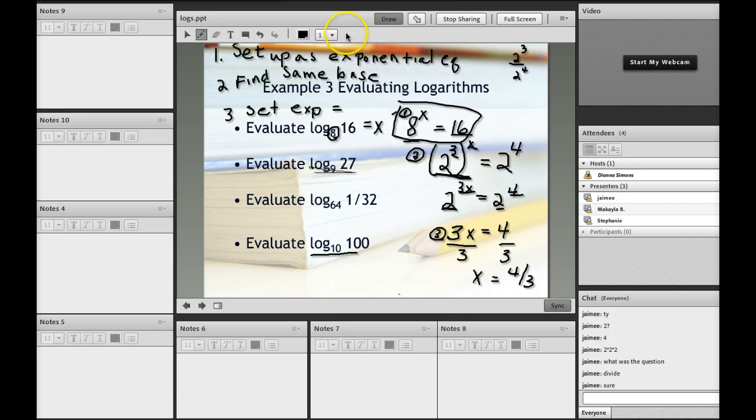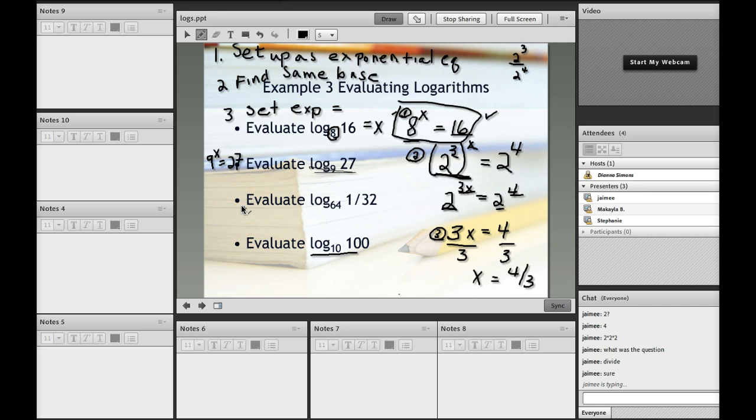What about this one? What do you guys think? Just tell me how to set it up. So I want to do step 1. Go ahead, Michaela. So you would still set it up like the regular one, it would just be x. So like 9x equals 27? Yes, exactly. Good. I'm going to write over here. Okay.